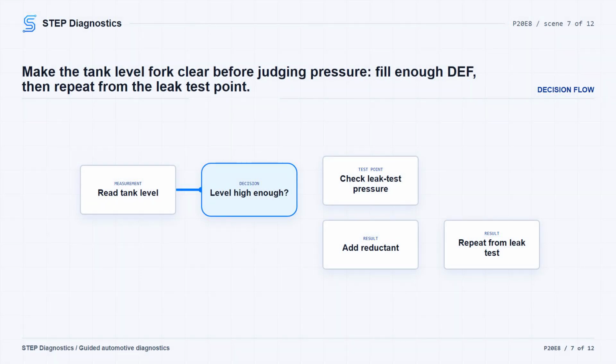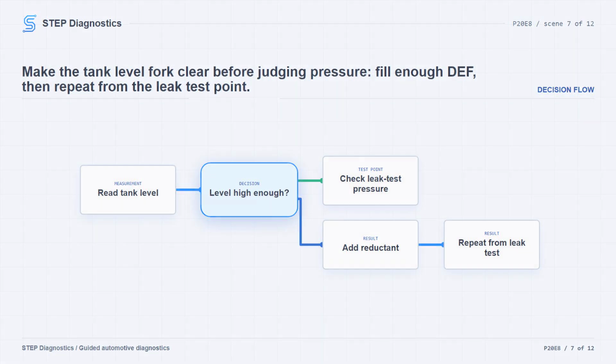Next, verify the reductant tank level is 25% or greater. If it is not, add 3.8 liters, 1 US liquid gallon of reductant. Put the ignition on with the vehicle in service mode. Then repeat the diagnostic path from the leak test point instead of guessing. If the tank level is 25% or greater, run the reductant system leak test and watch reductant pressure.